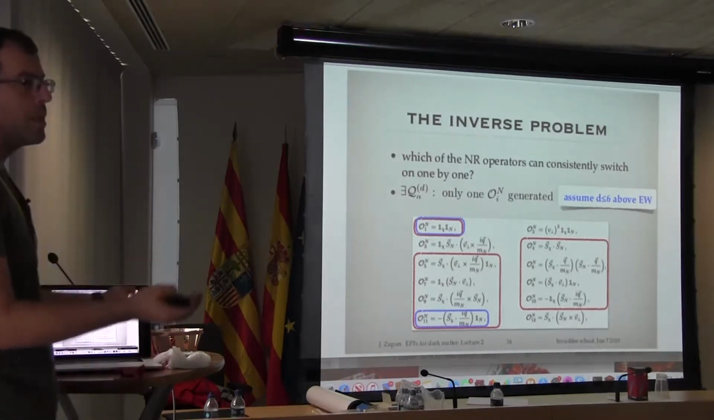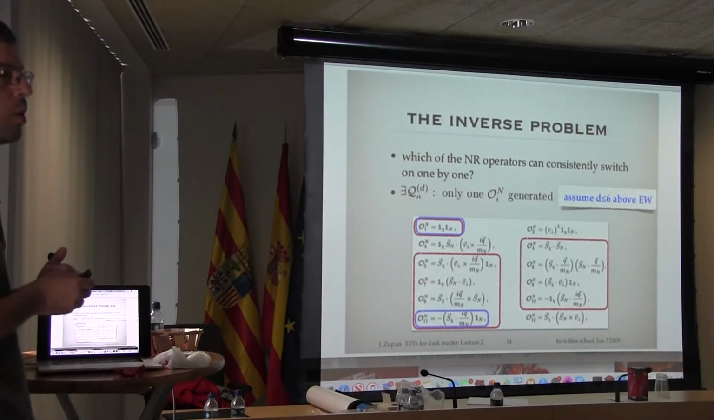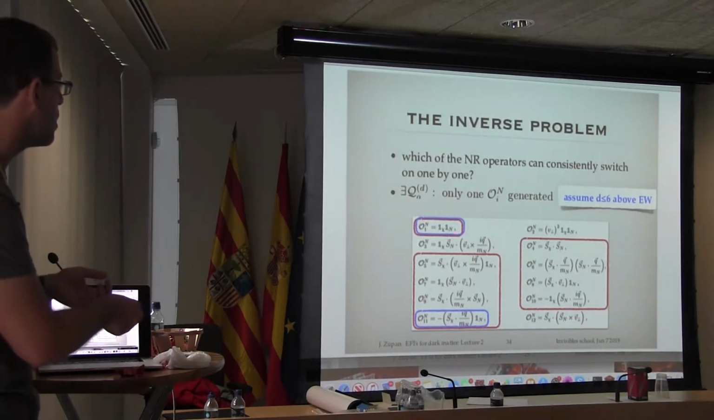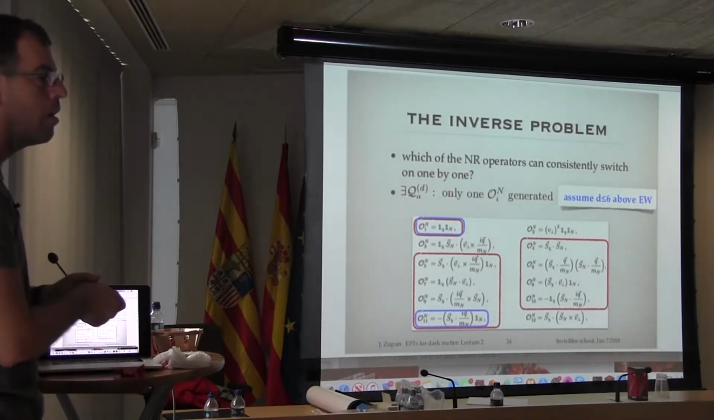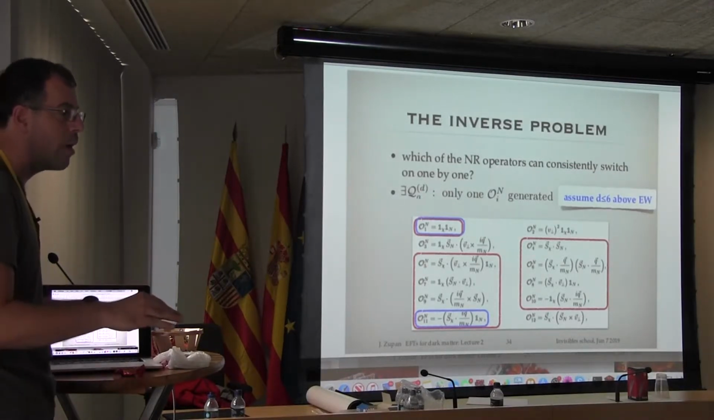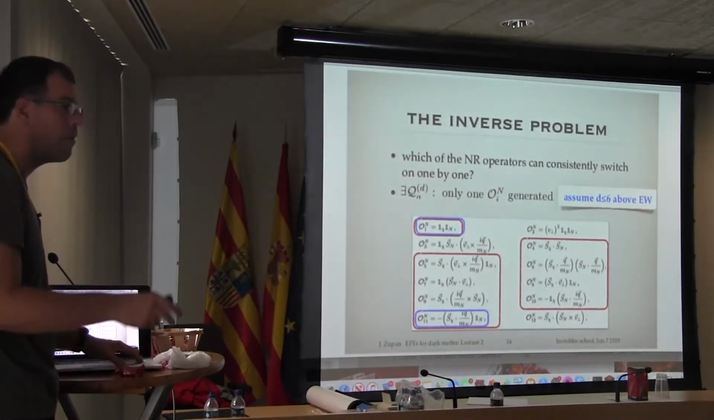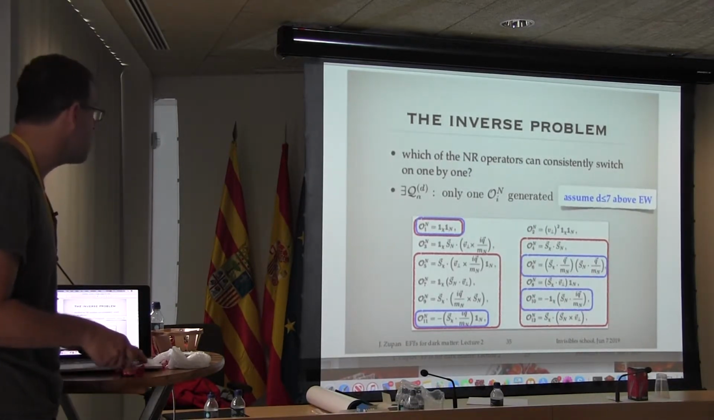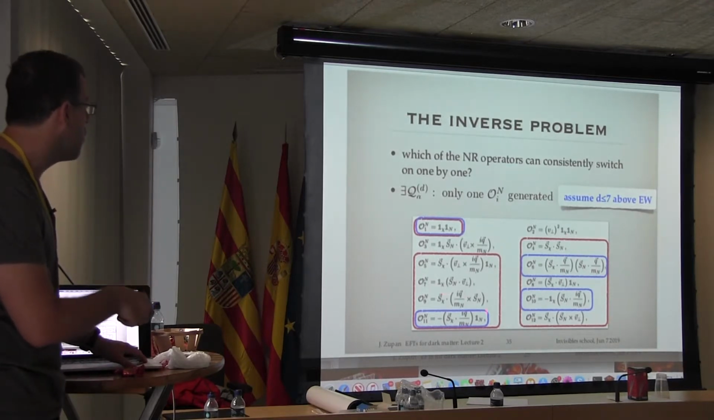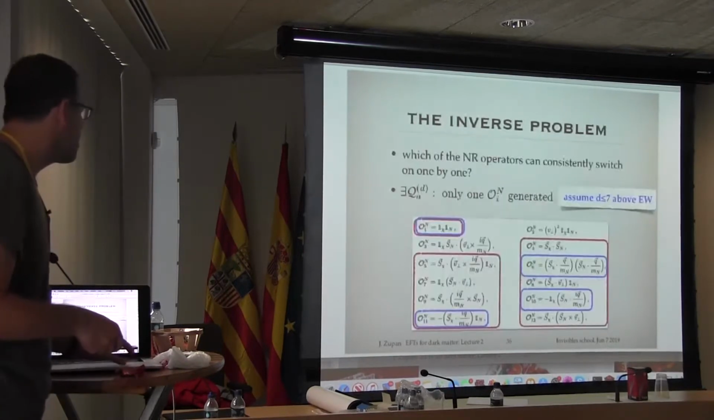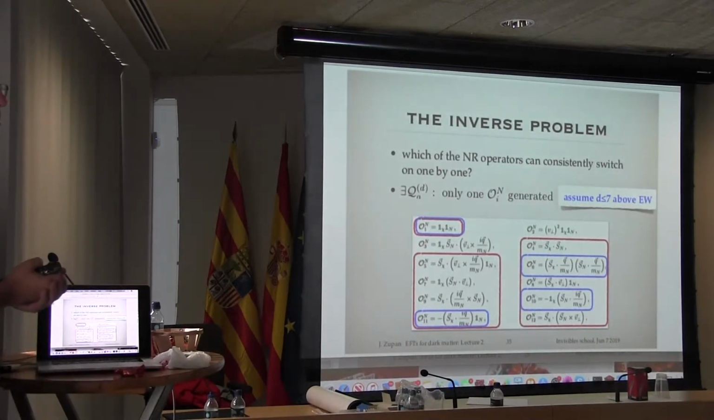So what I'm saying is that it will be very hard to cook up a UV physics model where you're switching on, for instance, just O3 in the IR. As soon as I'm integrating out the mediators, I cannot do it. So you have to change physics at the 2 GeV scale. So the message is that it's really tough to interpret.